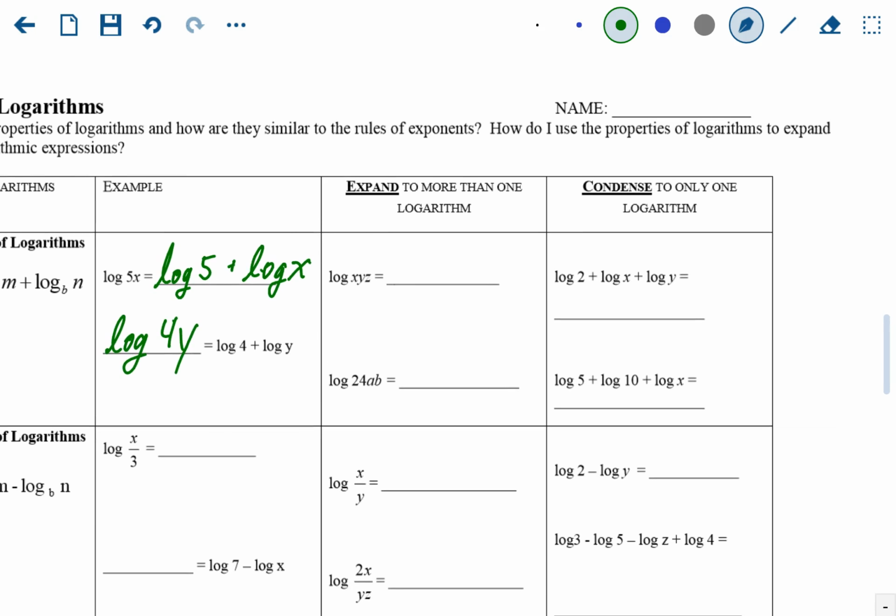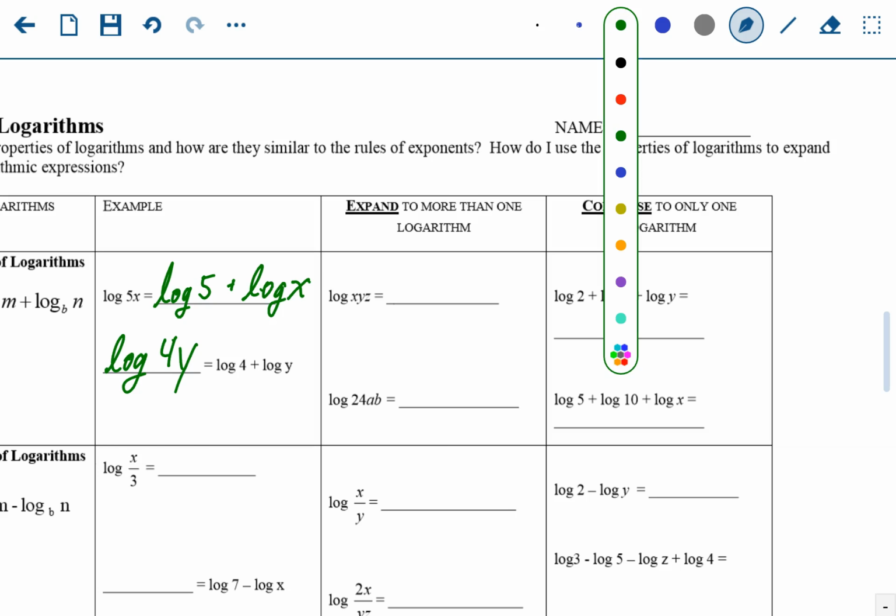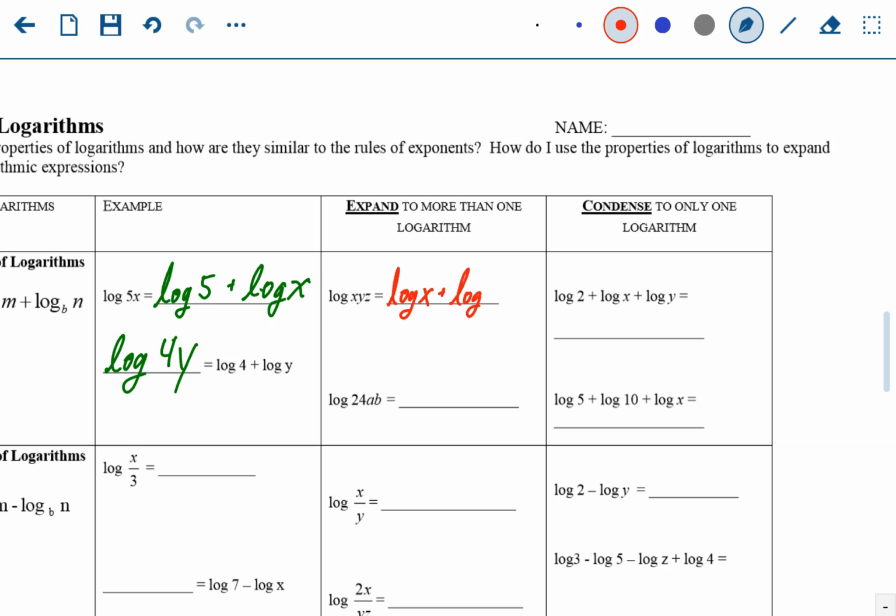All right, so there's two things we're always going to be. We're either going to be expanding logs or we're going to be condensing logs. So that middle one was just the example. Now we have two expansion ones. Log of xyz. Log of xyz can be expanded to log of x plus log of y plus log of z.